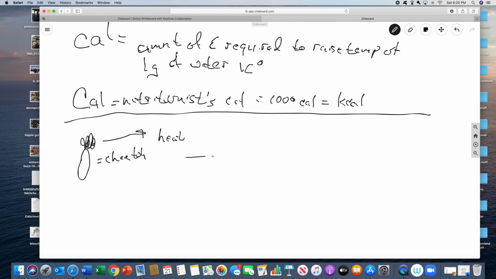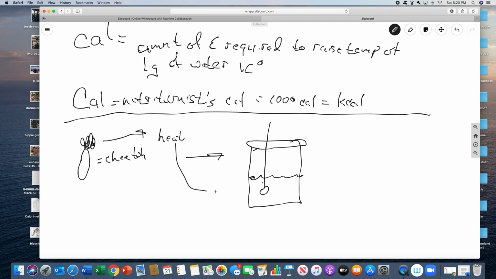That heat is going to go into a calorimeter. In this case, it's going to be a soda can, like this, with water in the bottom, and a thermometer, and that's going to measure the temperature. So the heat will go into here, and then the temperature will go up, and by the temperature change of the water, we can calculate the temperature change of the water.